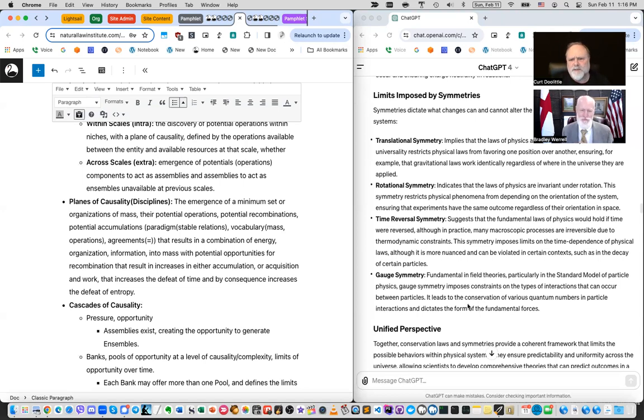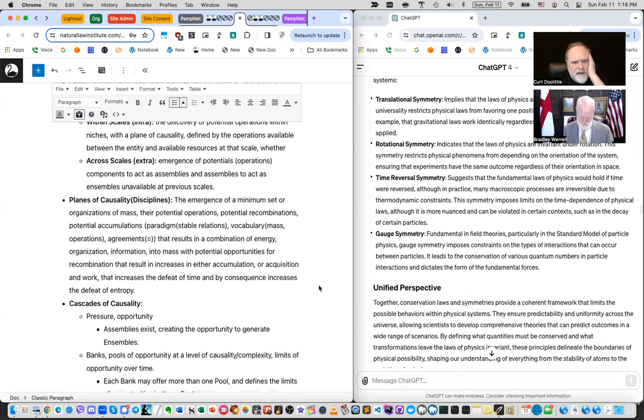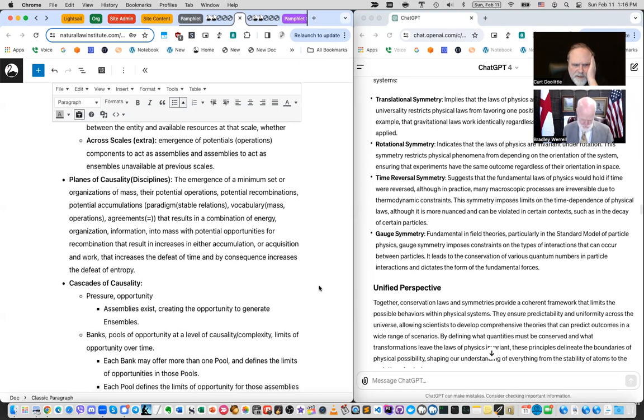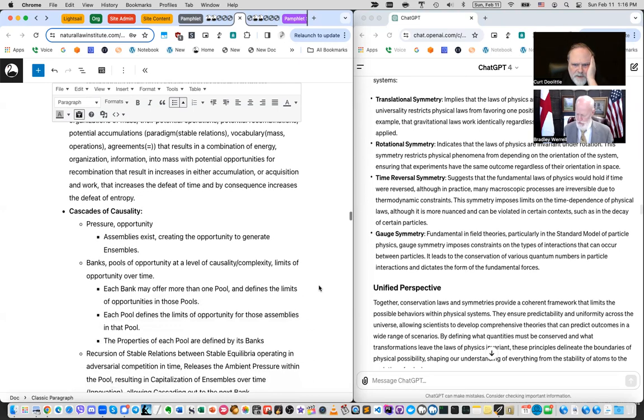I think that symmetry is unnecessary to discuss. I don't think it's useful to discuss it because it has to do with, see, let's think about gauge symmetry. Fundamental in field theory, particularly in the standard model, particle distribution imposes constraints on the type of interactions that can occur between particles. I understand. Leads to conservation of various quantum numbers and particle.